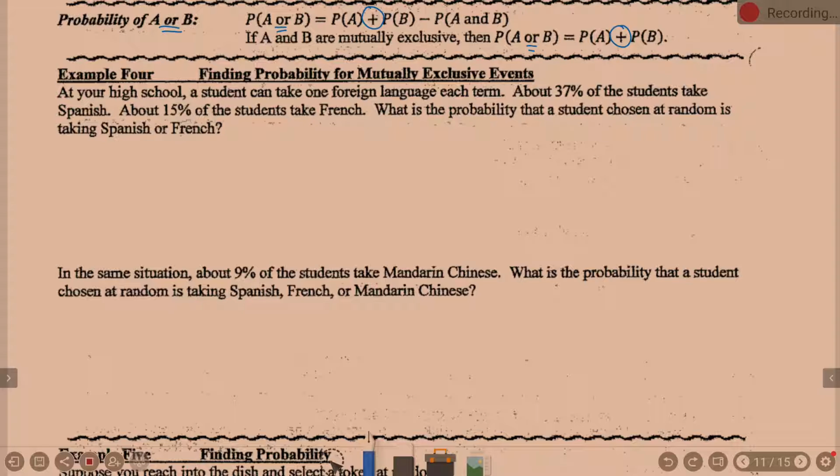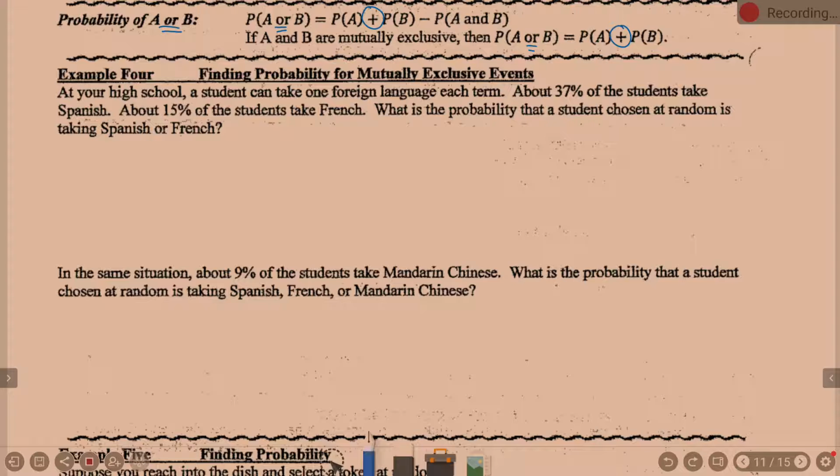Now, I'm going to start with the bottom example. If A and B are mutually exclusive, if they cannot happen at the same time, we're just going to add the two probabilities. If they can happen at the same time, we're still going to add the two probabilities, but then we're going to subtract off any overlap. That's the easiest way for me to put it. I will show you examples, okay? I'm not going to leave you hanging there.